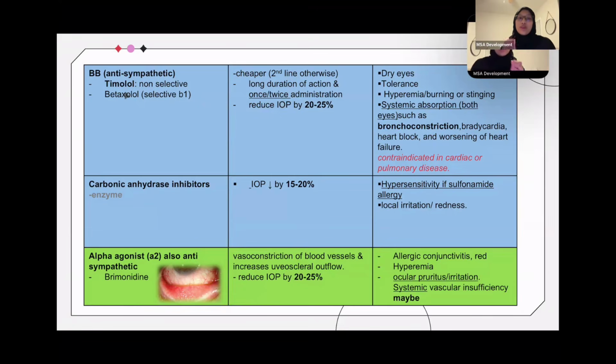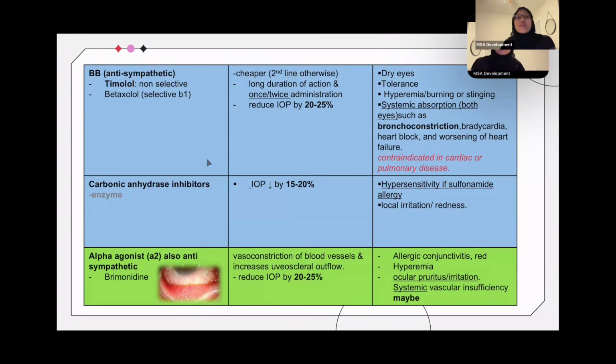Side effects. Beta blockers, especially if non-selective, but even with selective, it's not good because it can cause systemic absorption, which means if they apply it in one eye, it can decrease the intraocular pressure in both eyes and cause things like other beta blockers do. So bronchospasm in asthma. You cannot use that. Bradycardia, so heart rate decreases, worsening of heart failure. These are more important and specific, so you should never use them in someone with cardiac or pulmonary disease like asthma or blocks, okay?